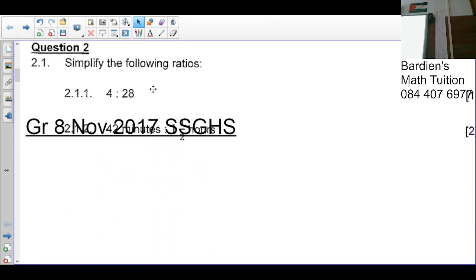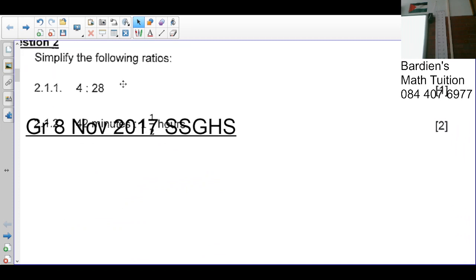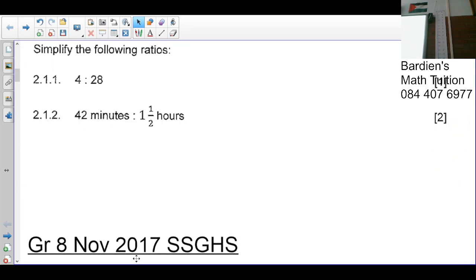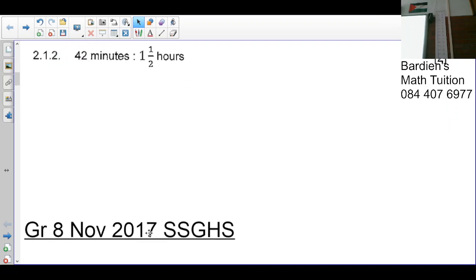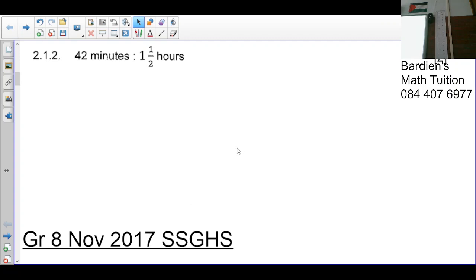The next one, in question 2.1, I asked you to simplify the following ratio, so it was written in simplest form. So we ask ourselves, what number goes into 4 and into 28 without a remainder? 4. Divide by 4. So 4 divided by 4 is 1, and 28 divided by 4 is 7. So that, in the simplest form, is 1:7. The next question, 2.1.2, you have 42 minutes is to 1 hour, 1.5 hours. To simplify that ratio, I first need to convert it into its simplest form.